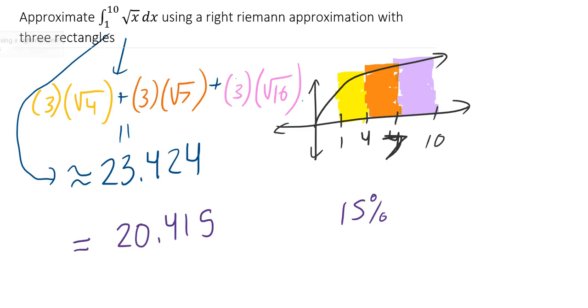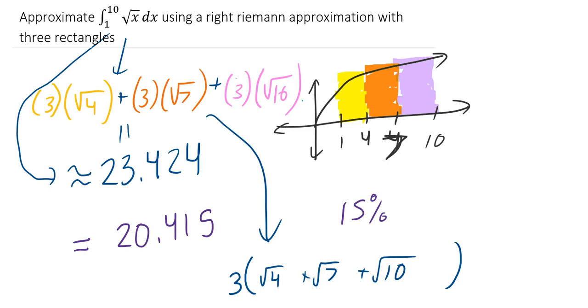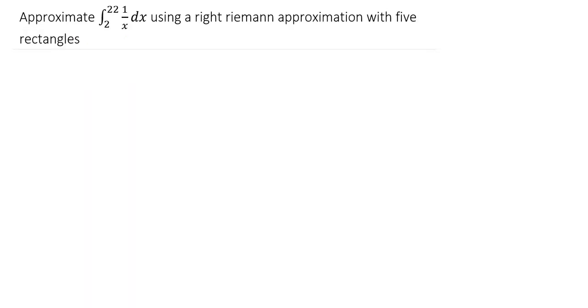We'll do another. Oh, by the way, if I were doing this, I know each rectangle has the same width. So what I would have done is I would have done 3 times and just done all the heights. My height is square root of 4 plus square root of 7 plus square root of 10. I know it's the same thing, right? I just factored out a 3. But I would have skipped this step and just done this step. I'll let that digest. You can hit pause if you want to digest it.